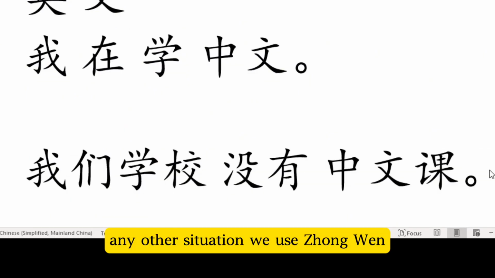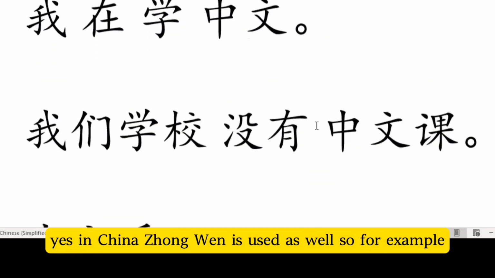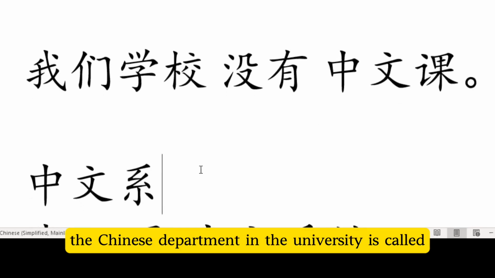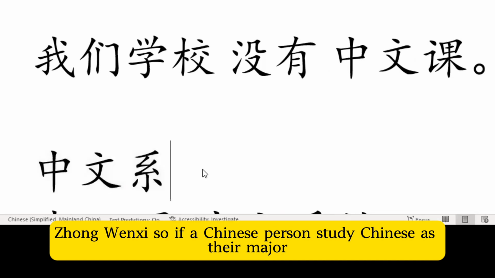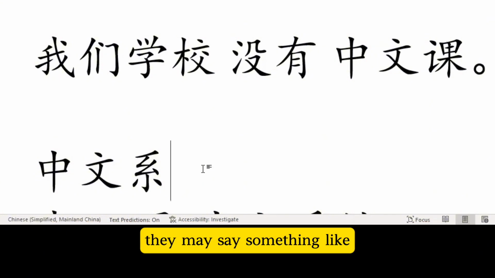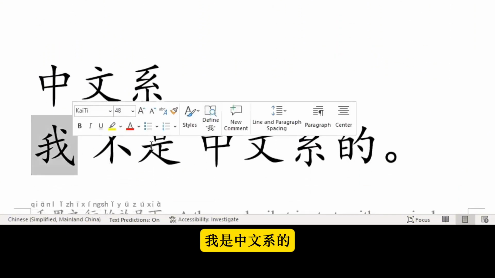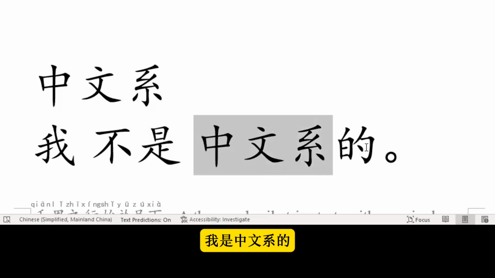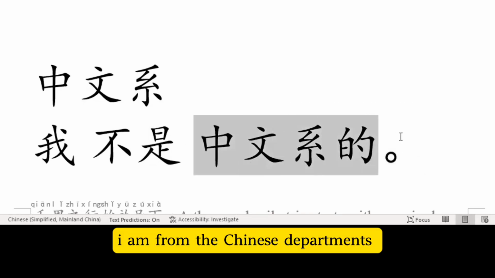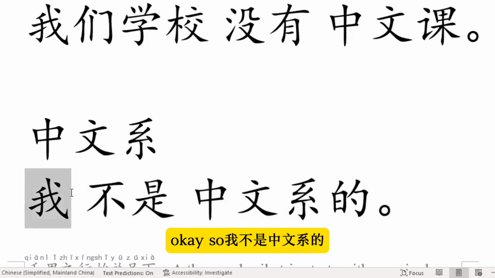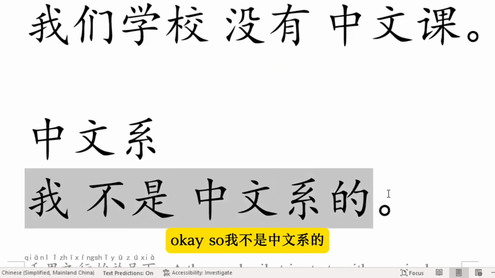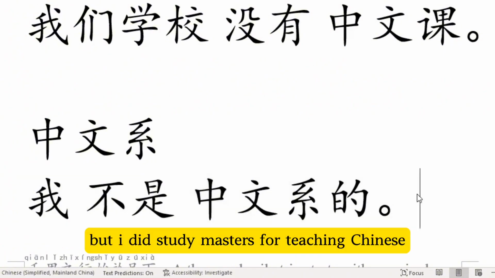Any other situation we use 中文? Yes, in China, 中文 is used as well. So for example, the Chinese department in the university is called 中文系. So if a Chinese person studies Chinese as their major, they may say something like 我是中文系的. I am from the Chinese department. That means I studied business English for my undergrad. Okay, so 我不是中文系的. But I did study masters for teaching Chinese.